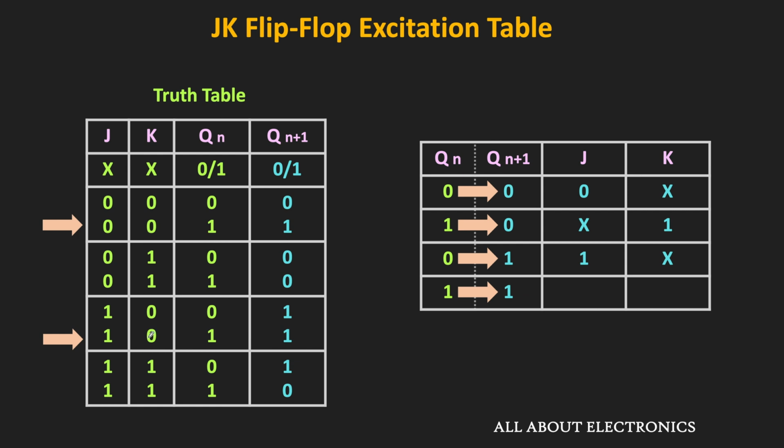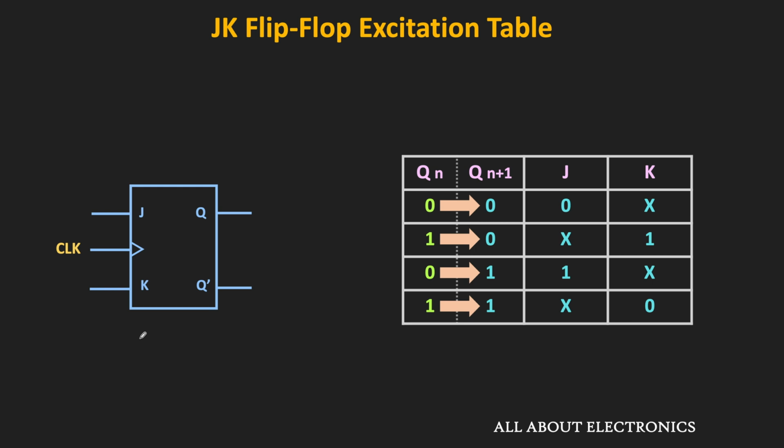And the second case is when this J is 1 and K is 0. As you know, when this J is 1 and K is 0, then irrespective of the present state of the flip-flop, in the next state, the output will become 1. So currently, if this Qn is 1, then in the next state, it will remain 1. That means for this transition to occur, the value of variable J can be either 0 or 1, while the value of variable K should be equal to 0. So we can write it as J is equal to X and K is equal to 0. So this is the excitation table of the JK flip-flop. And in this way, we can write the excitation table of any flip-flop.